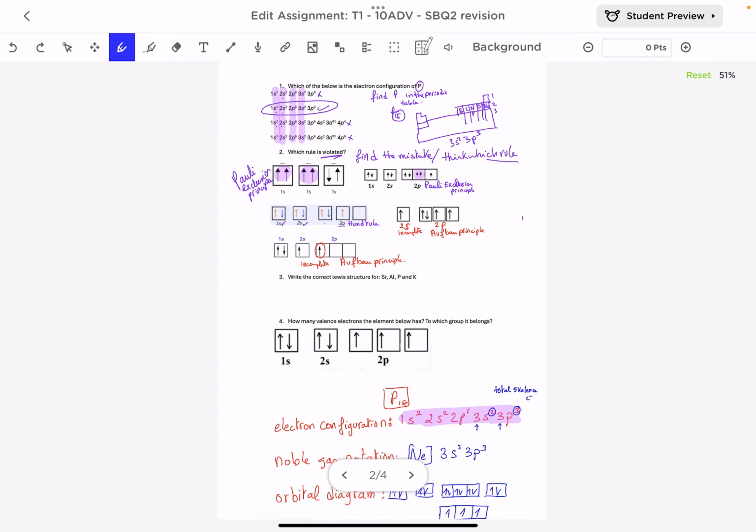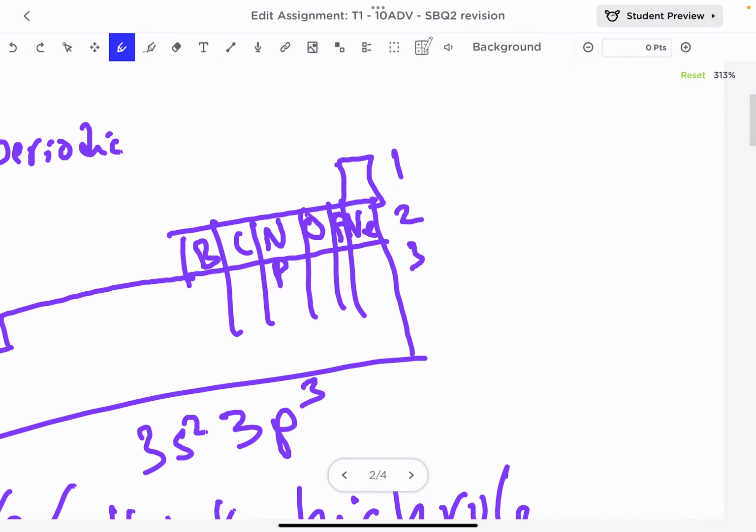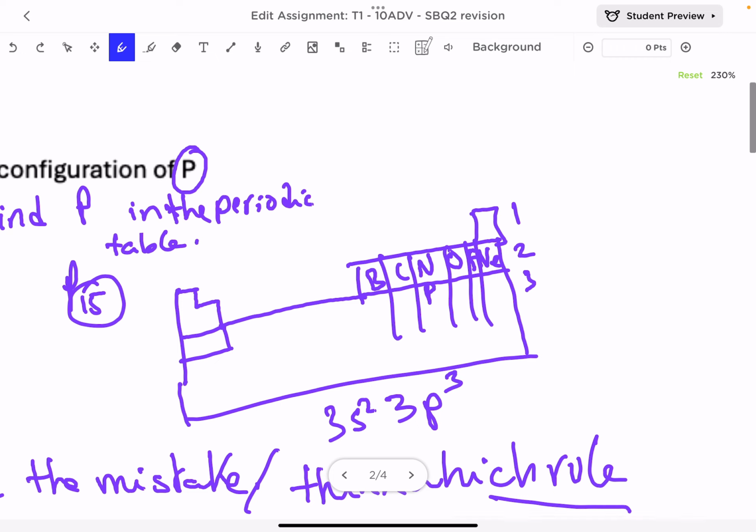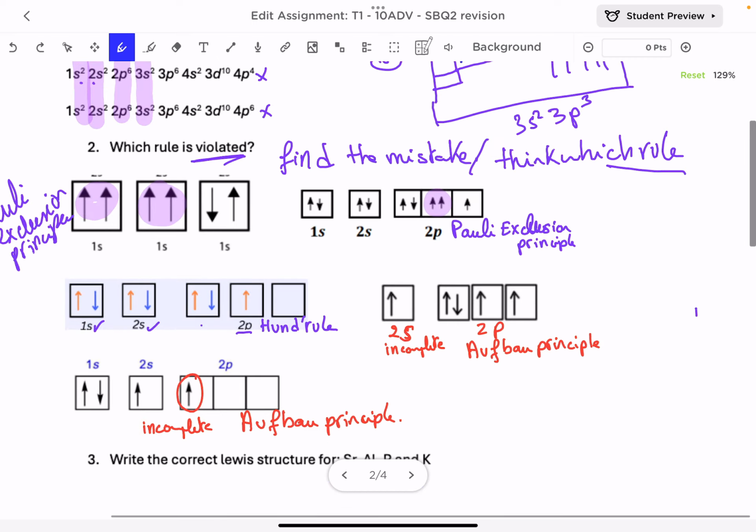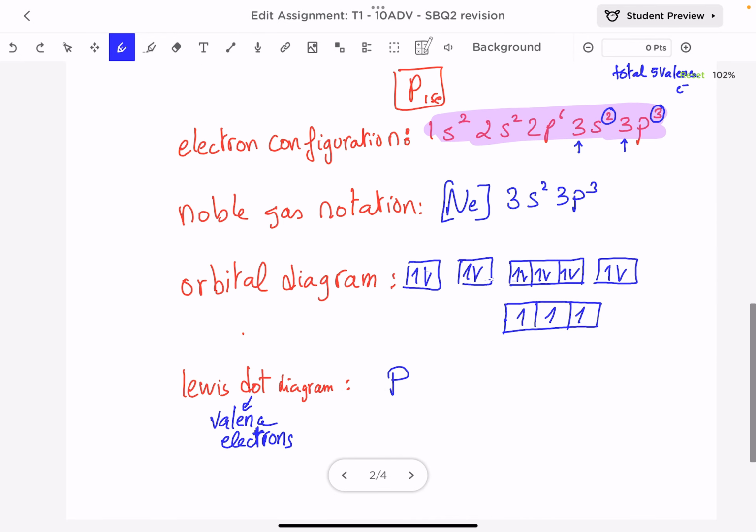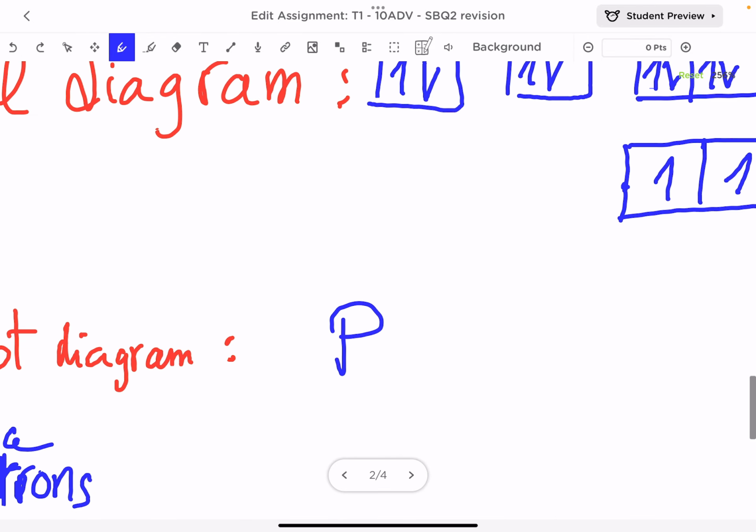Or I can simply go to the periodic table and see where P is. P is in group 15, counting 1, 2, 3, 13, 14, 15. Group 15 means 5 valence electrons. So when you draw the symbol, you must put 5 dots around it.